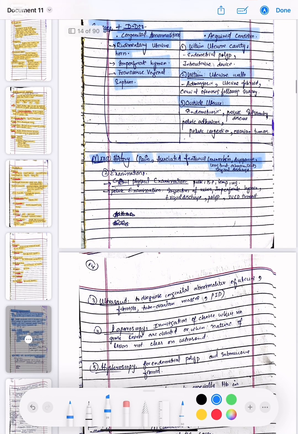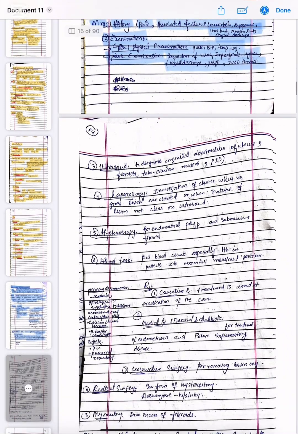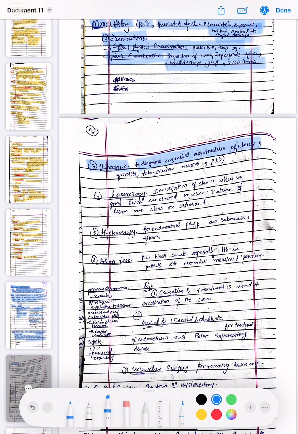abnormalities and vaginal discharge. Then the examination is done, which is general physical examination: pulse, BP, temperature, and weight. Pelvic examination, that is inspection of the vulva, the imperforate hymen, vaginal discharge, the polyp, and intrauterine contraceptive devices. Then we will do the ultrasound to diagnose the congenital abnormalities of the uterus, fibroids, tubo-ovarian masses, and PIDs.